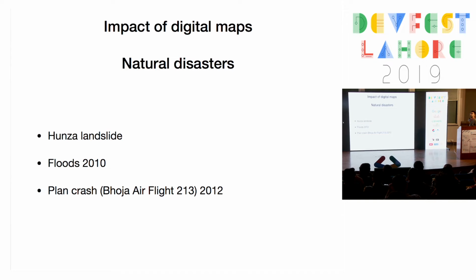One of the biggest outcomes that we saw of these maps was natural disasters. So everything I spoke before actually came after this. This was while we were mapping. The first one was the Hunza Landslide. If you remember, there was a big, massive landslide at Hunza, which actually blocked the Hunza River. And it created a big lake where everybody goes as a tourist now. But it was actually a result of a natural disaster.